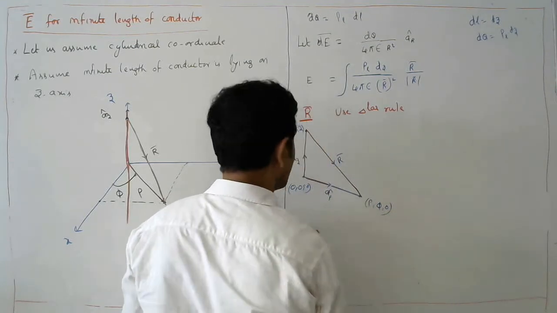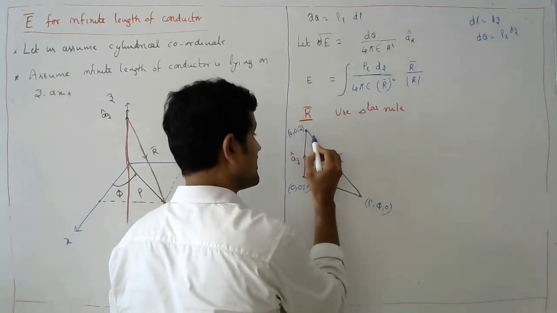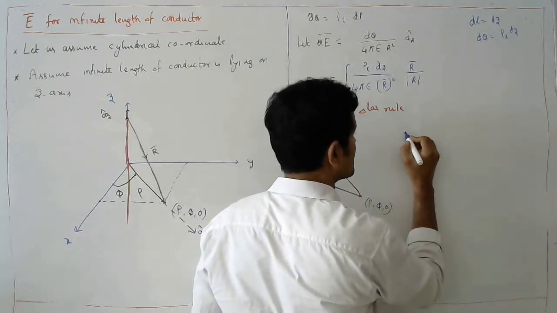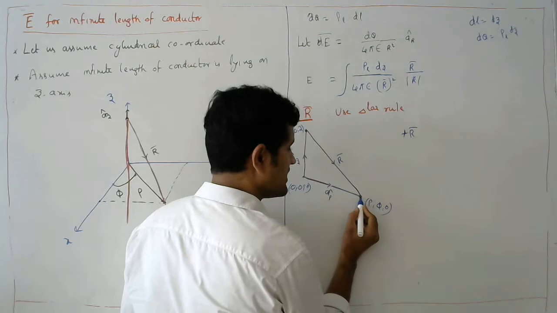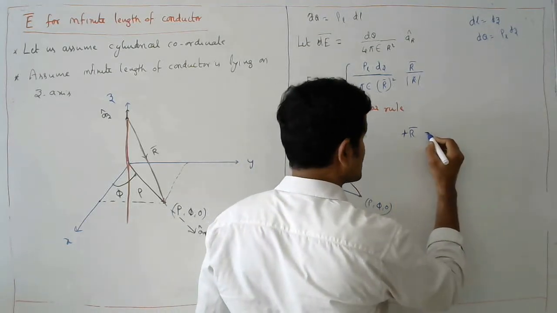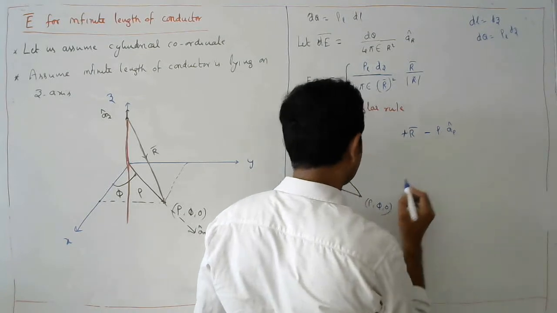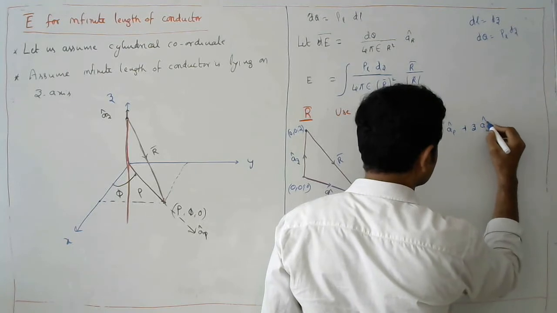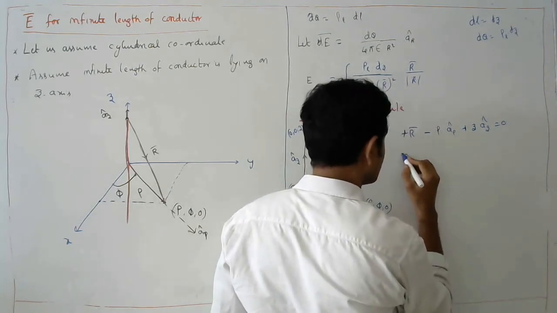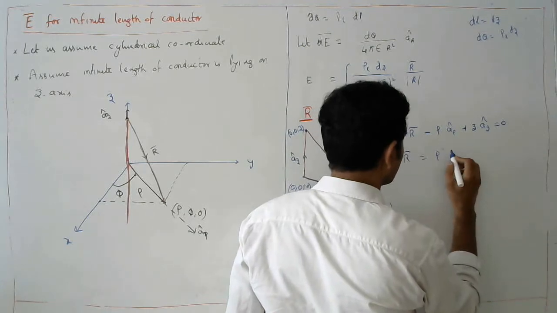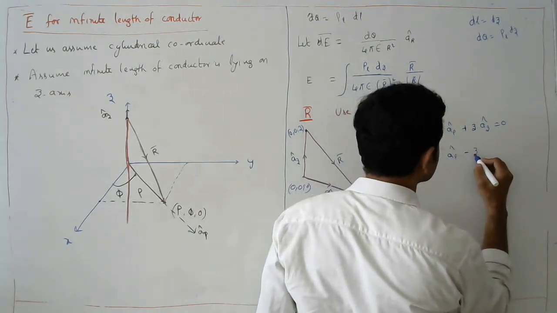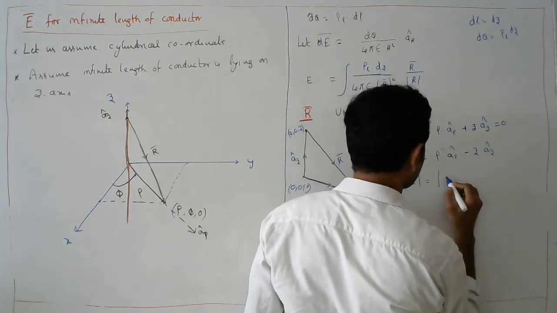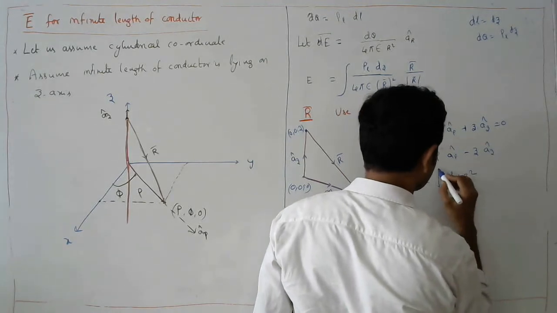Now I need to find r bar. I am starting from here and writing the closed path equation, with my follow direction assumed as plus r. Now this point is moving opposite to the rho cap, so I write minus rho into rho cap, and in the same direction of the axis plus z into az cap, equal to 0. From this, r is equal to rho into rho cap minus z into az cap, and the magnitude of r is the square root of rho square plus z square.